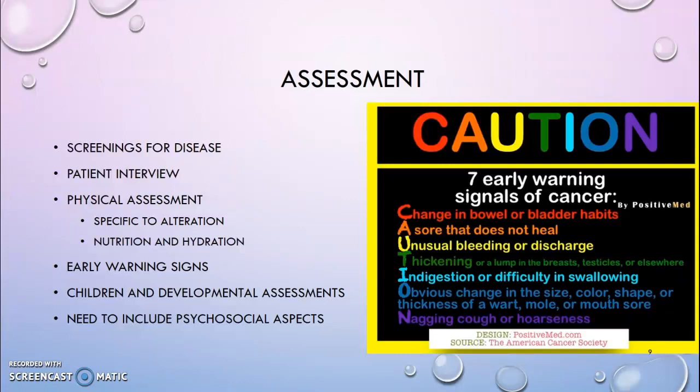Your patient interview oftentimes will give you the first information that you need to determine if the patient is experiencing an alteration in cellular regulation. And you look for the patient talking about the 7 early warning signs of cancer, because that may be what they present with. I have a sore that doesn't heal. I've noticed that I've had a change in my bowel or bladder habits. So the CAUTION mnemonic is a very good way to start in terms of assessing and screening in community education.